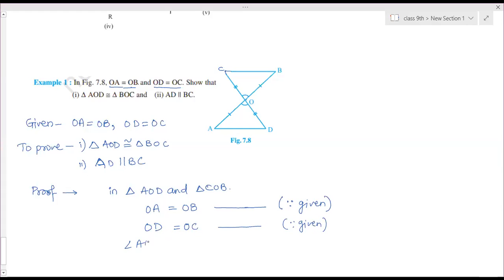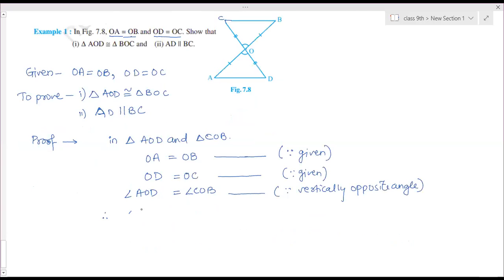And then angle AOD is equal to angle COB. Reason is vertically opposite angles. And then, so therefore, triangle AOD is congruent to triangle BOC by SAS congruency. Now properly write down, AO is equal to OB. So this we have proved. Okay, first part proved. Now we have to show AD parallel to BC.